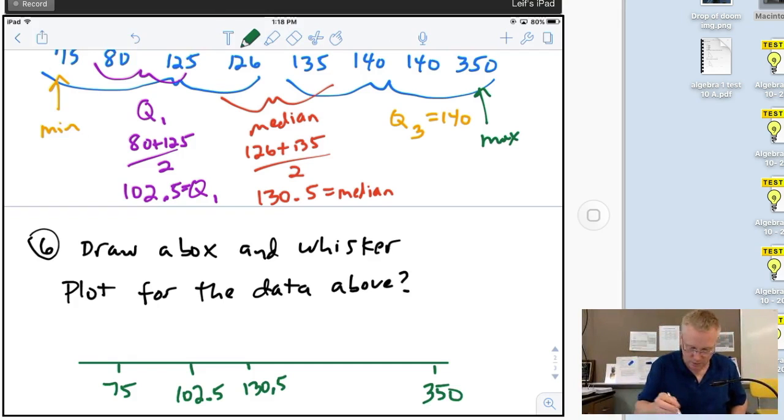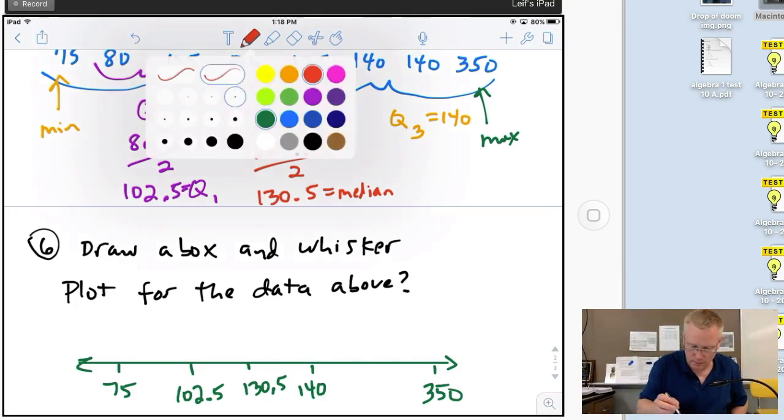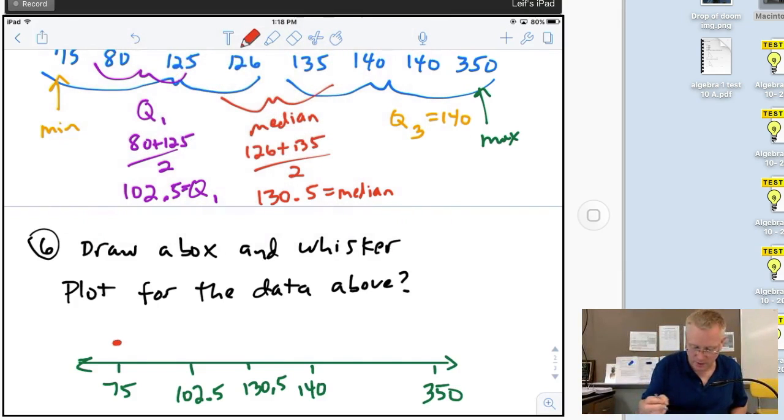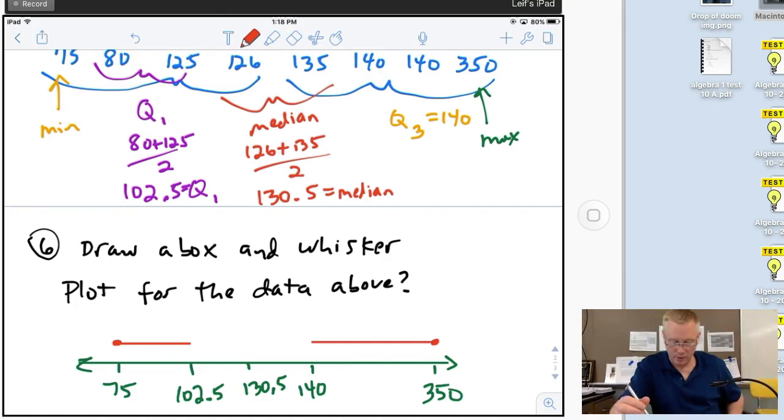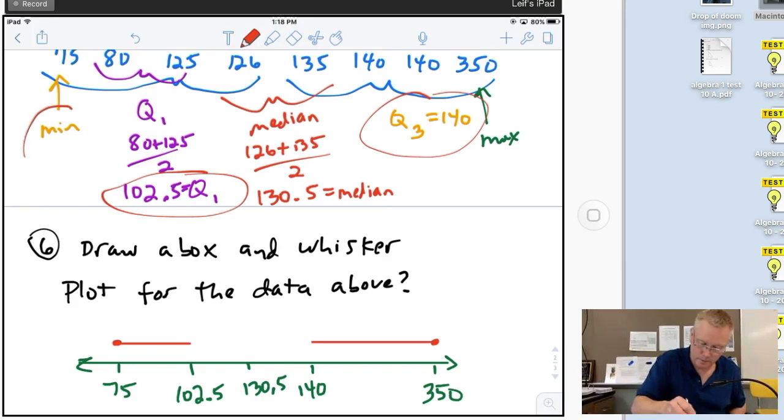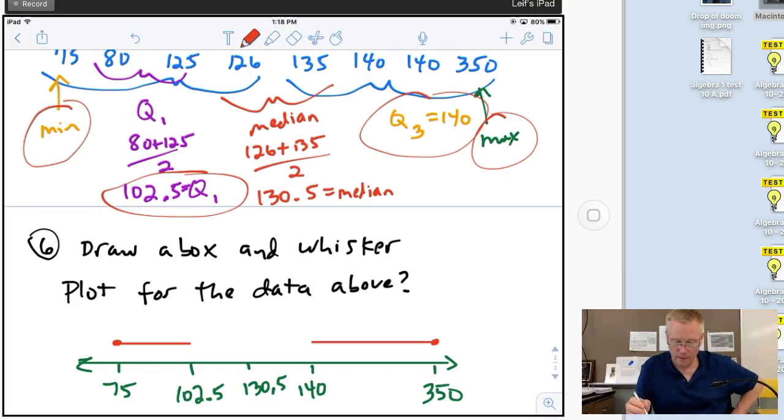So when I make my box and whisker next, I'm going to put, sometimes I have a dot there. This will be the whisker. It'll go up to there. The other whisker goes on the right side and starts at 350 and it'll go down to the 140, which is the Q3. Okay, so I'm using these numbers here so far, all right? And then between Q1 and Q3 is the box, okay? So between the 102 and the 140, I'm going to make my box here, okay? This is the box, and I'm going to connect them.